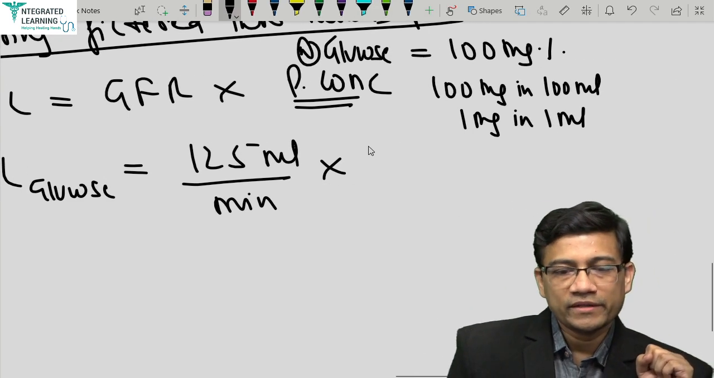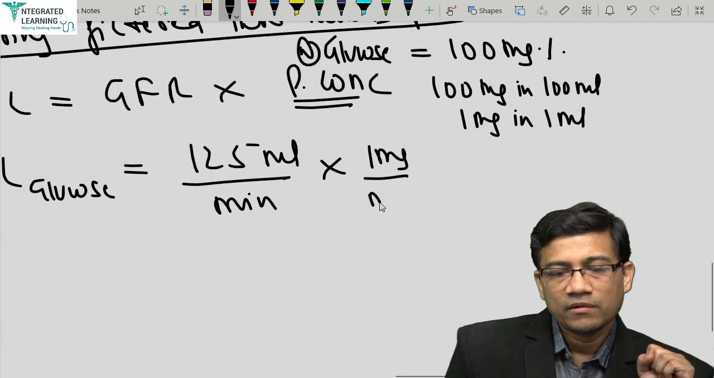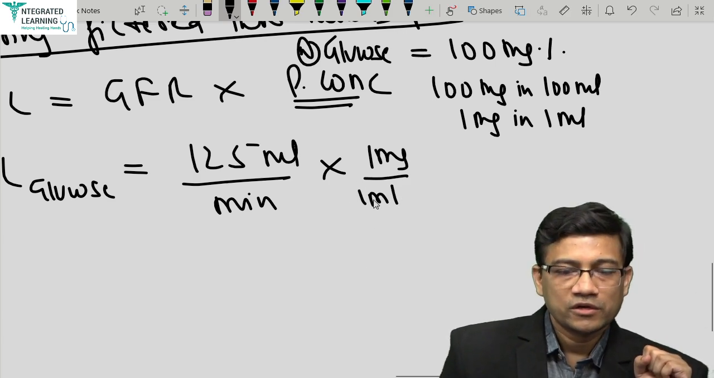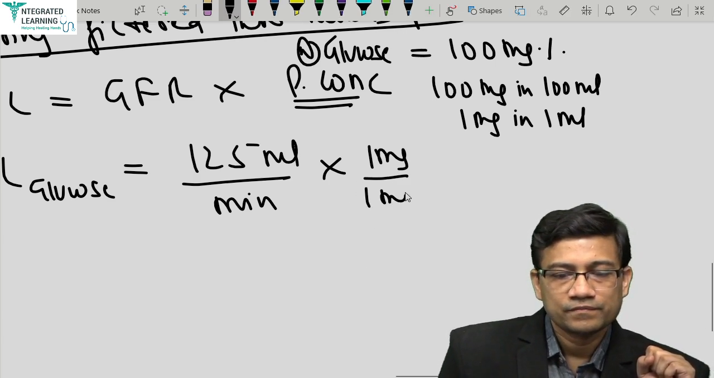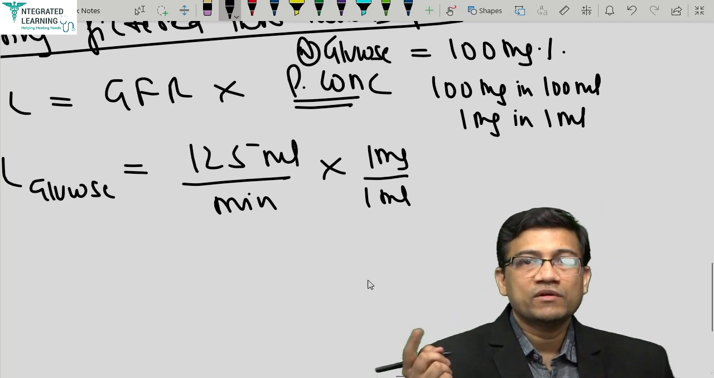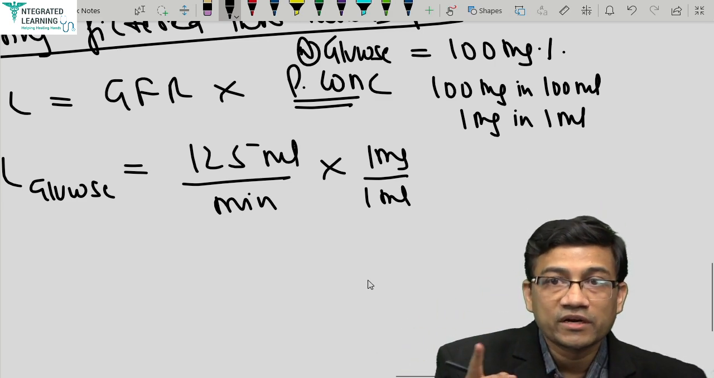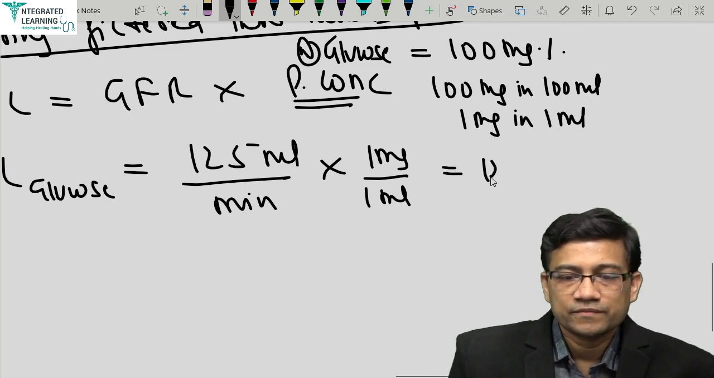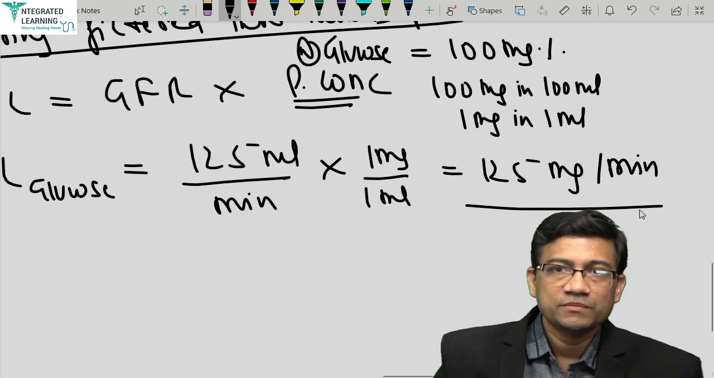So if you solve it by this logic, 1 ml contains 1 milligram. So 125 ml will contain 125 milligram. So the value is 125 milligrams per minute.